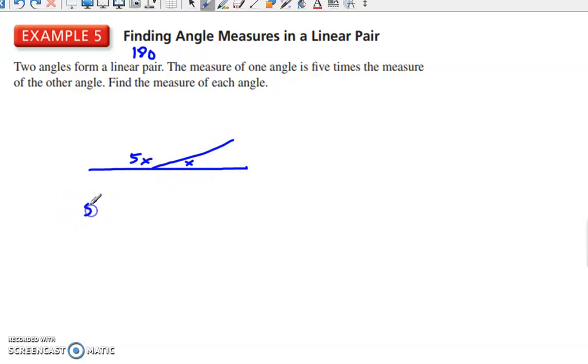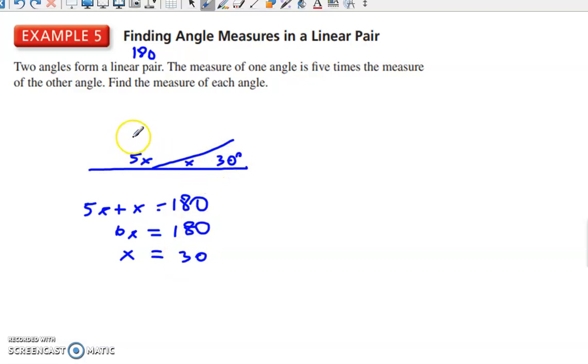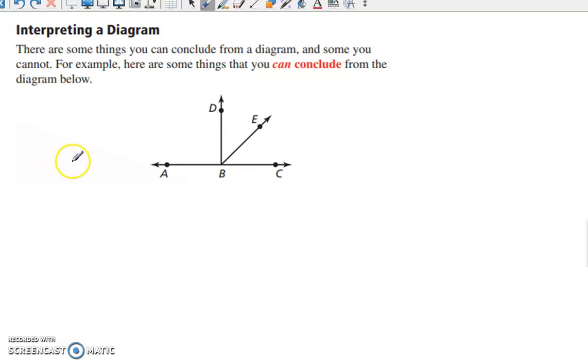We know that 5x plus x is equal to 180, meaning 6x is equal to 180, making x equal to 30. And so this is 30 degrees. 5 times 30 is 150 degrees.